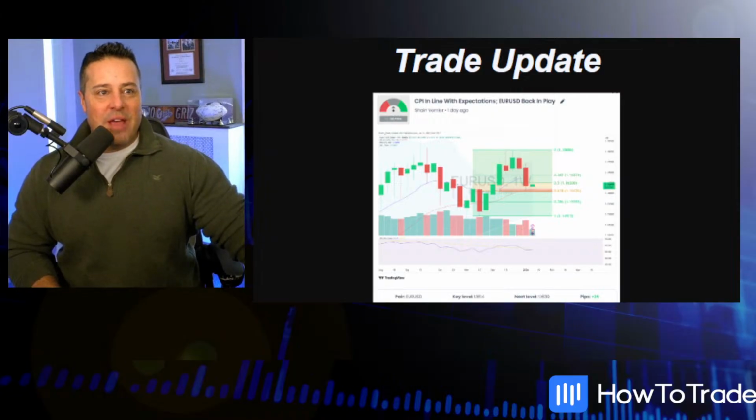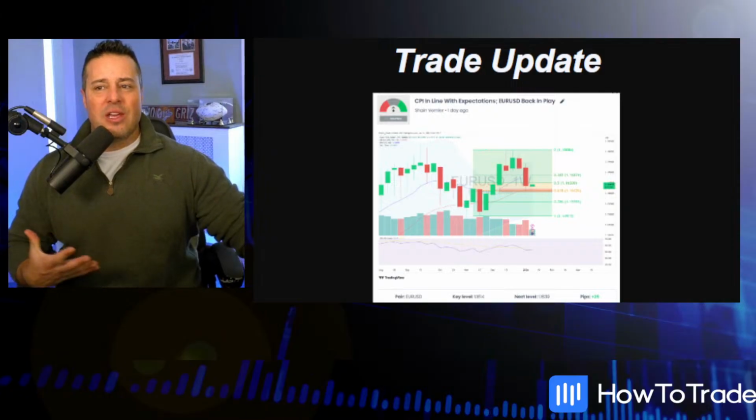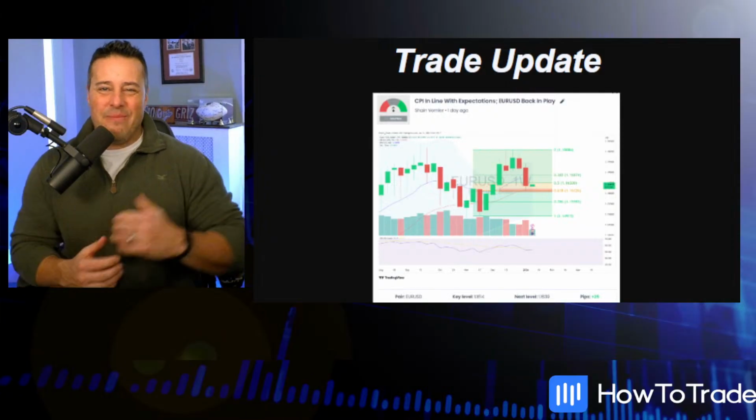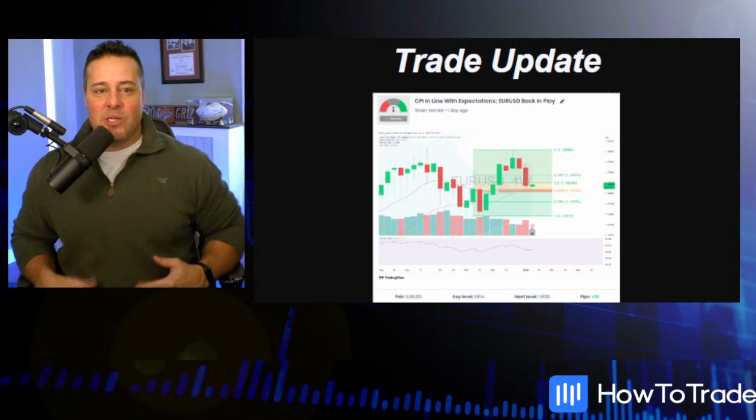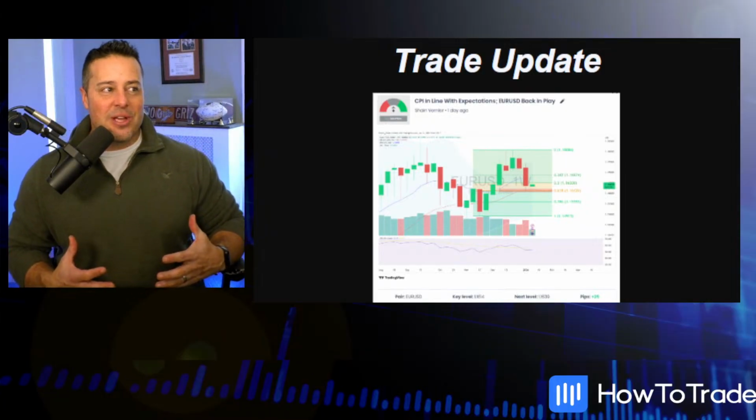So what you've got here is a Euro USD CPI in line with expectations. Euro USD is back in play. This is a 62% retracement level on that weekly time frame that we were really looking to get live on. Now, we hit the 38% trade right off the bat this year. Was a really nice scalp. This is a pretty good scalp as well.